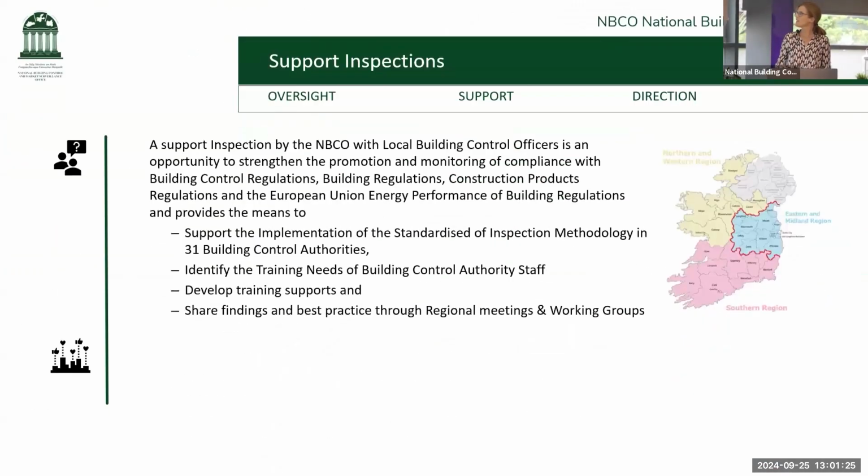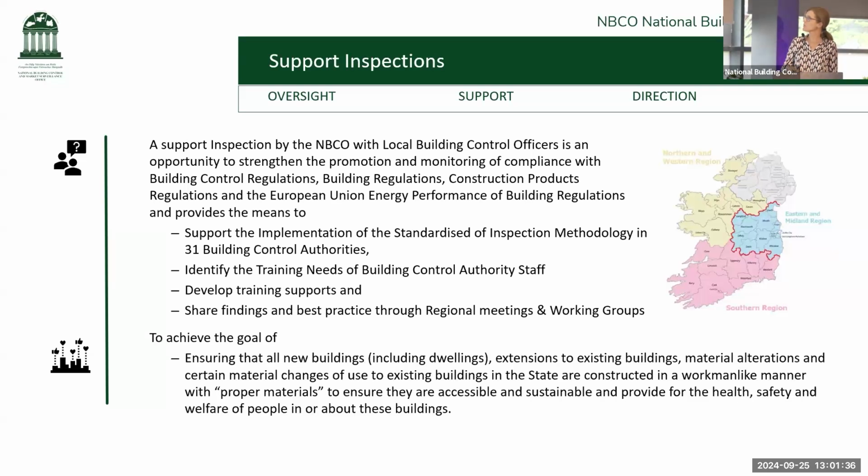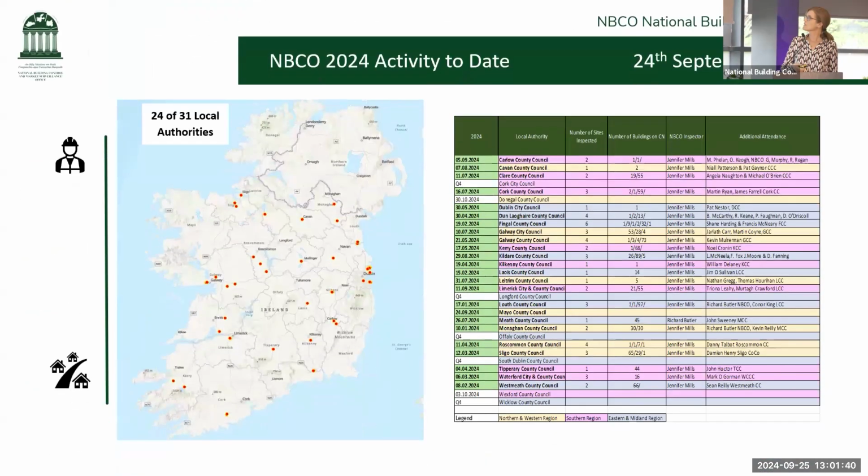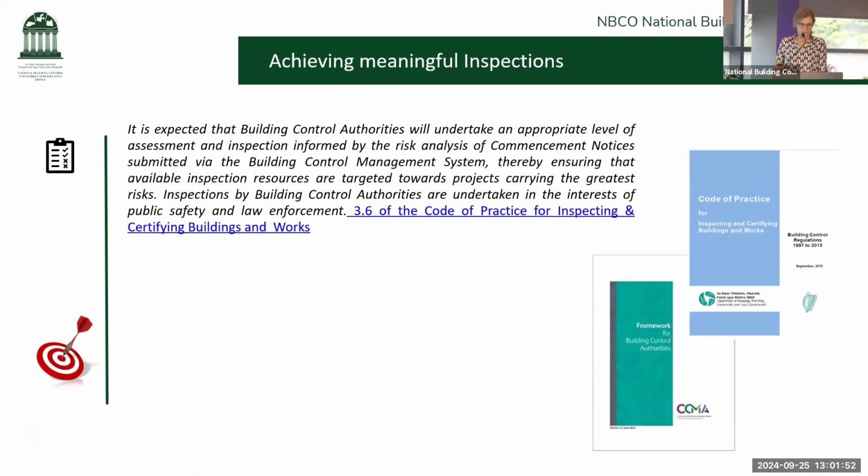So obviously our role in the NBCO is one to offer support, oversight and direction to the local authorities, and I'm just going to go through how we do that with our support inspections. So to date this year, we've been out with 24 of the 31 local authorities on support inspections, and we'll get to the rest of you before the end of the year. So I'm going to give a quick overview of the findings.